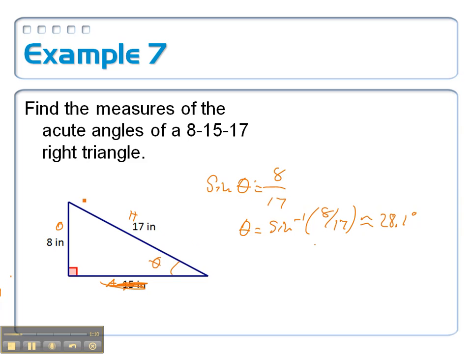Okay, so now let's say I wanted this angle up here. Let's call it alpha. To find alpha, all I have to do is take this angle and subtract it from 90 degrees. I find its complement. 90 minus that answer is about 61.9 degrees.